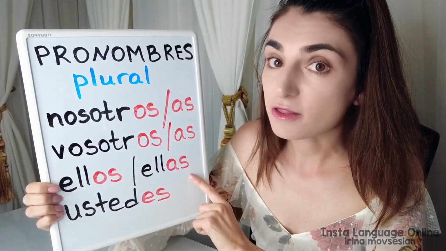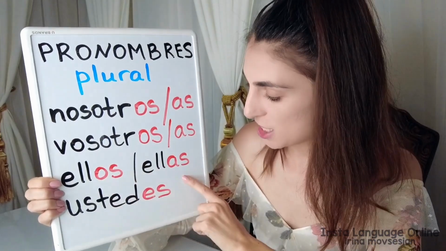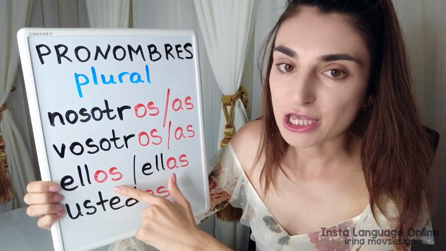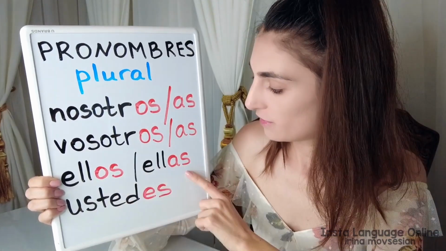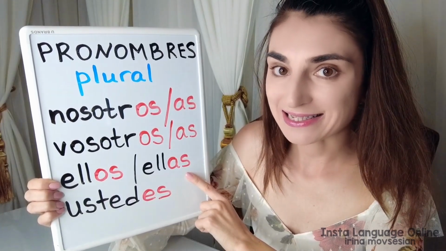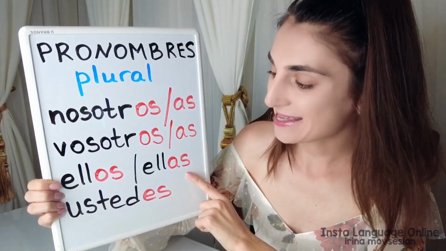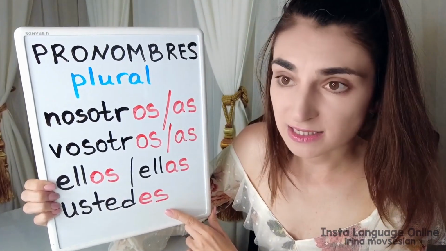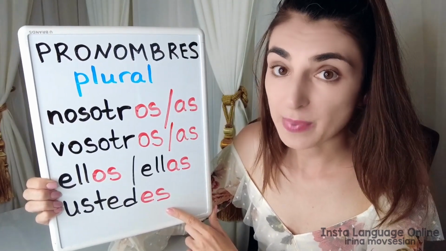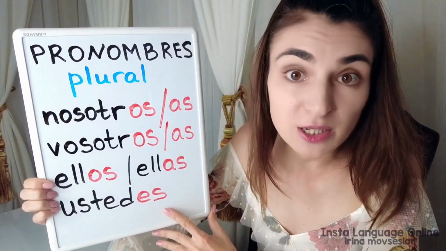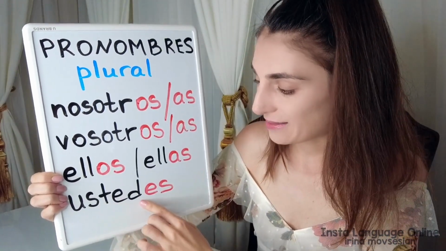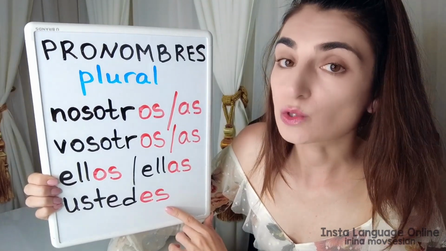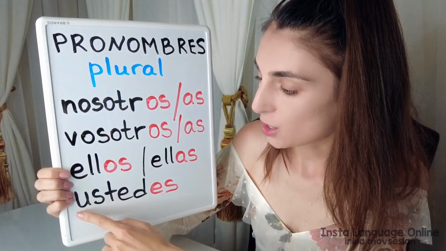The pronoun they also has 2 variations. For guys or guys and girls, it's ellos. For just girls, ellas. And the last one is you, polite form, many professors, the friends you respect. So basically, maybe senior, elderly people. We use the word usted and make it plural. Ustedes. And the accent is here.